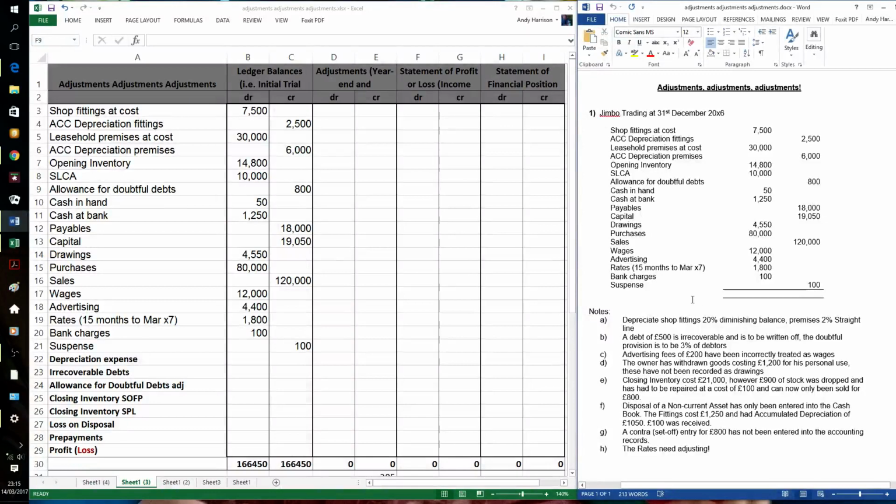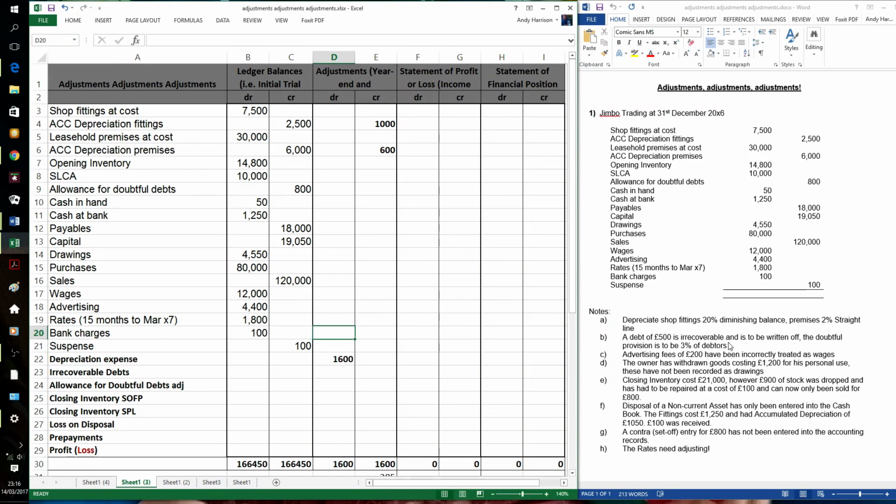So onwards without too much delay, we need to start off by depreciating the shop fittings on a reducing or diminishing balance, and then our premises. So the shop fittings have a carrying value of 5,000, 20% of that is 1,000, and then 2% of our 30,000 is 600. So our two depreciation charges add up to 1,600.